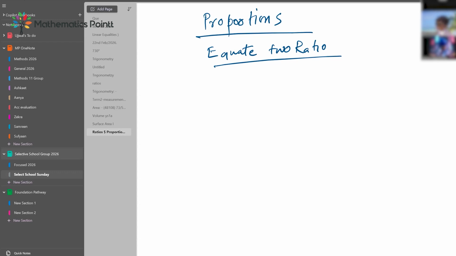So for example, if I am equating, let us say, A ratio B equals, that is the equal to sign. It's an equation of ratios. And I'm equating this to C ratio D. So two completely different ratios being equated together with an equal to sign in between.